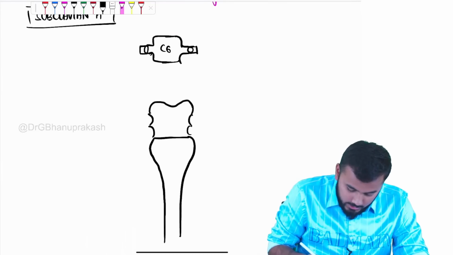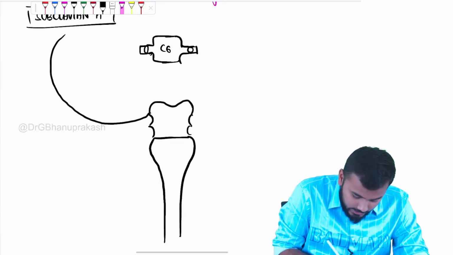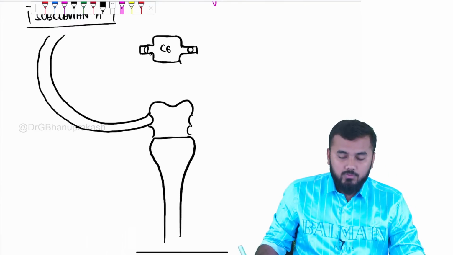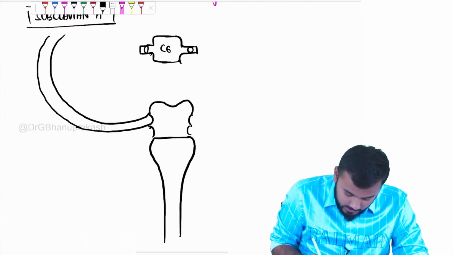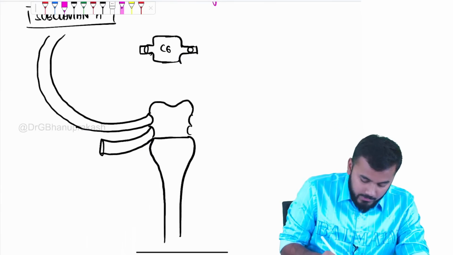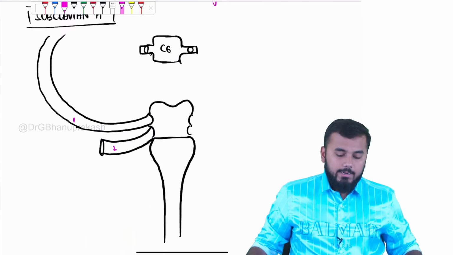Next, another important thing is that you have got a rib like this. Now, this rib which I'm drawing here is called your first rib. And this is called your second rib. First rib and second rib. Clear? Now look at the arteries.